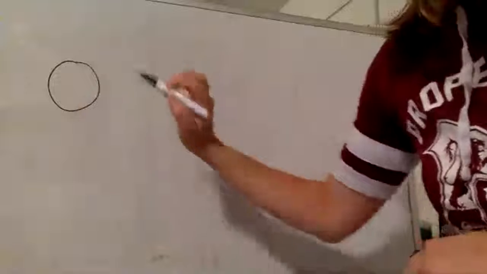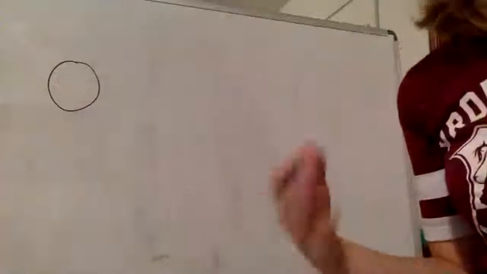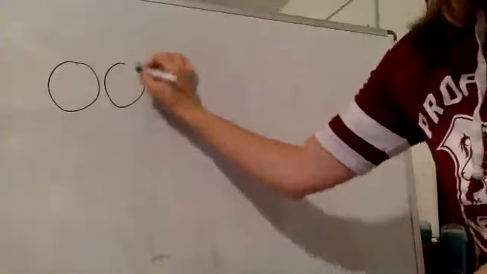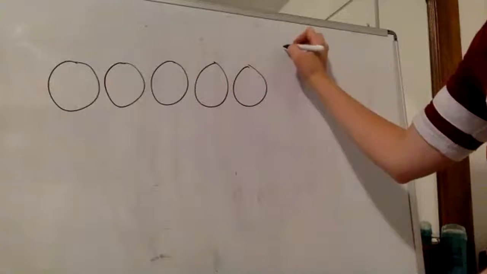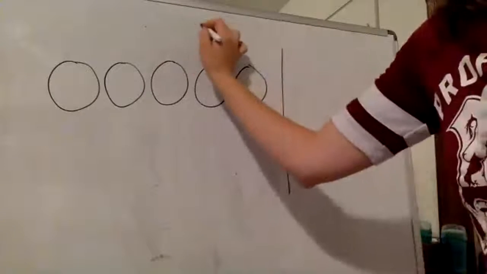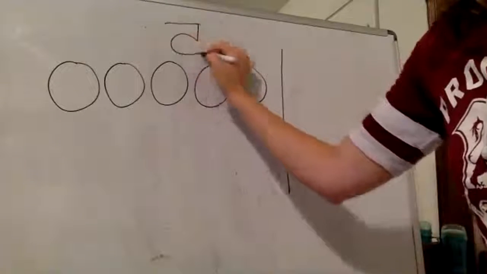There are 5 children playing soccer. I'm going to stop right there and draw that. Okay. So there are 5 children playing soccer. How many? You're right, 5. 1, 2, 3, 4, 5. There are 5 children playing soccer.